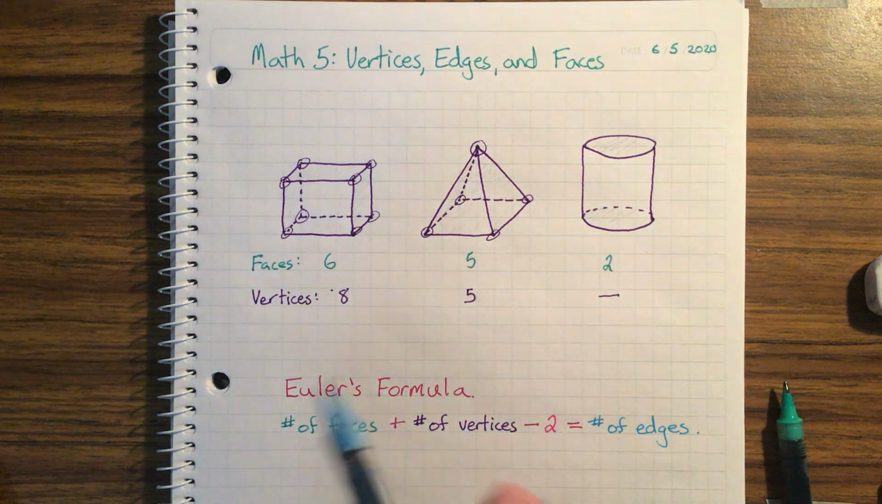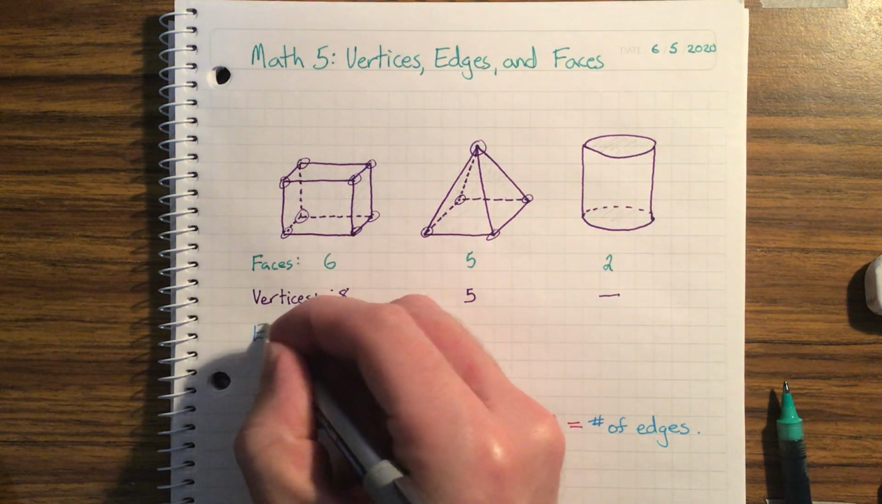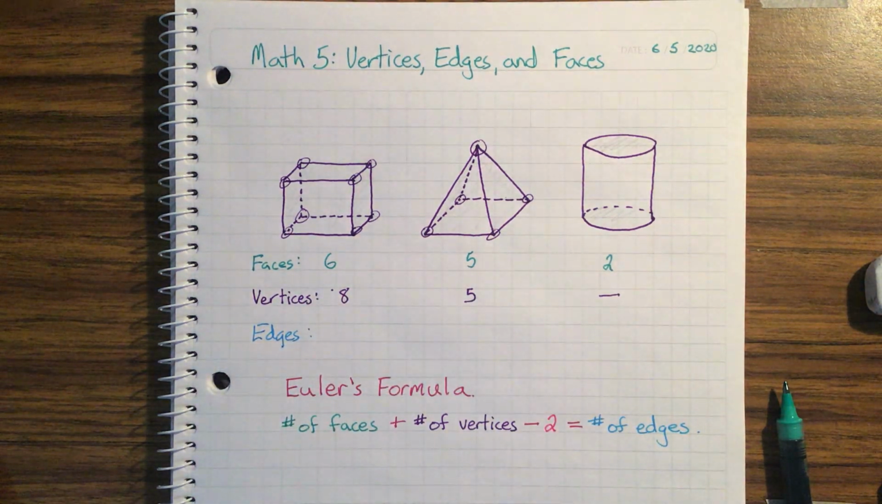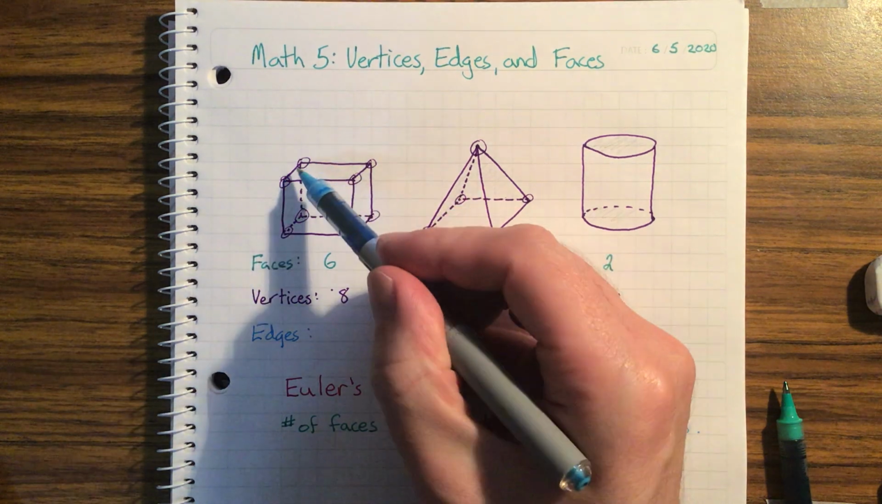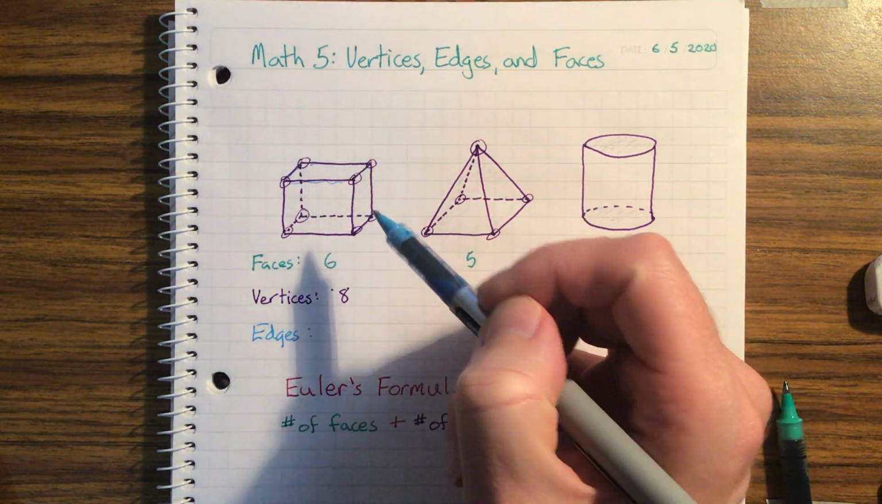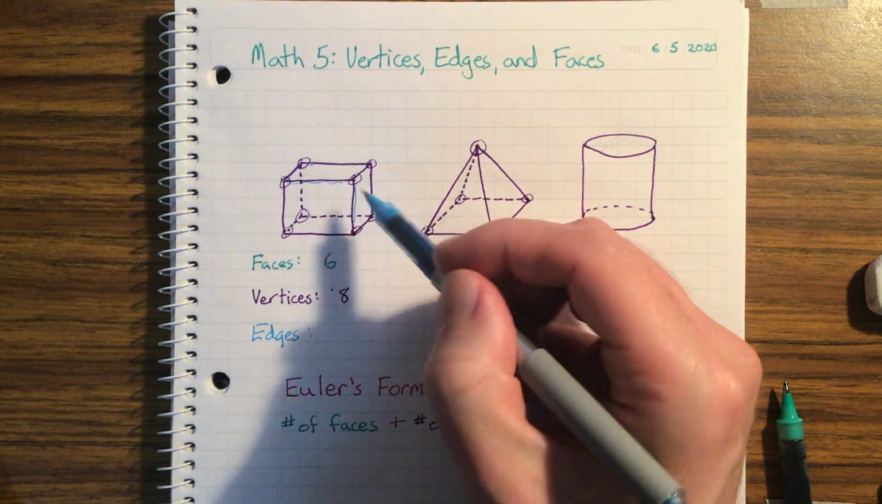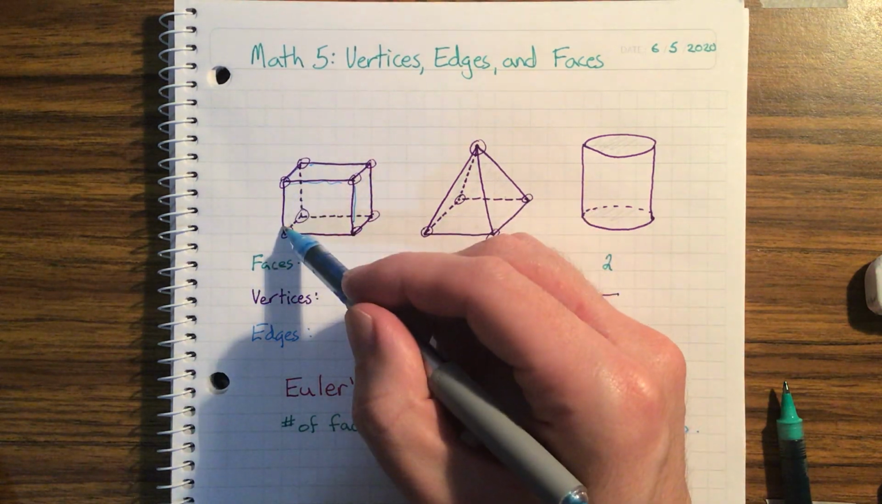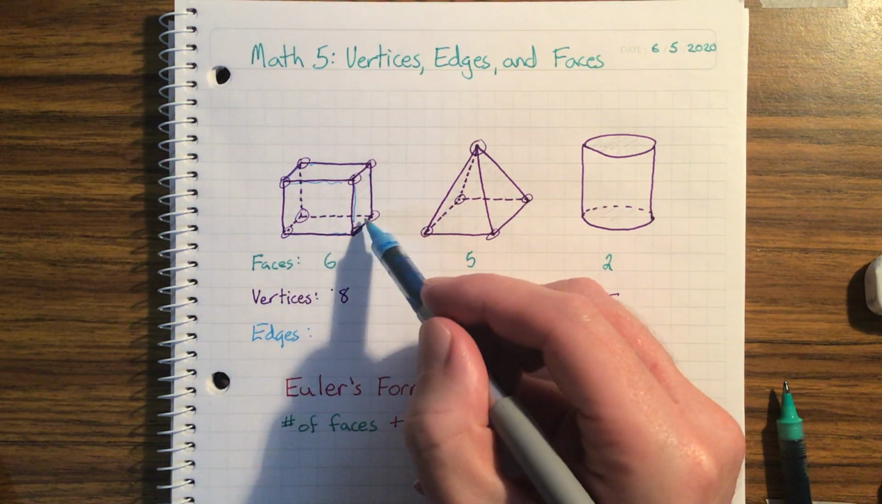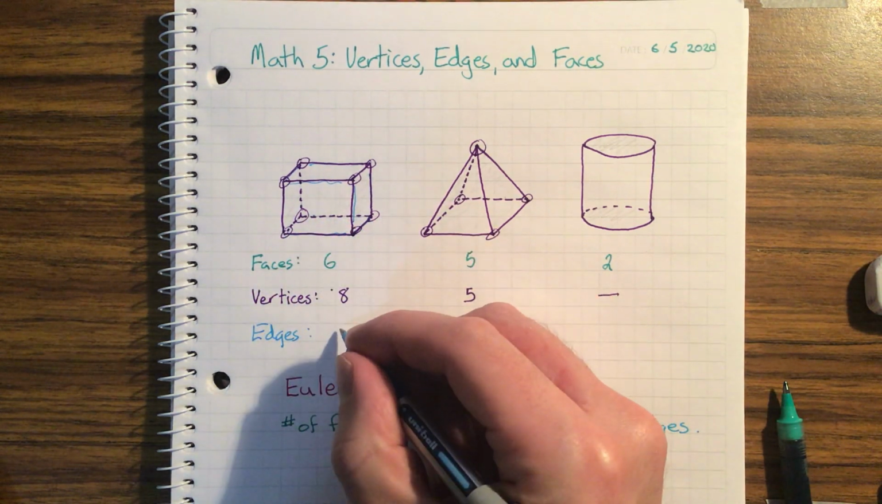Now let's take a look at the edges. Edges are the places, the lines, where 2 faces come together. So let's look on our first one. We have 1, 2, 3, 4 around the top. 1, 2, 3, 4 vertical ones. So that's 8, 9, 10, 11, 12. We have 12 edges.